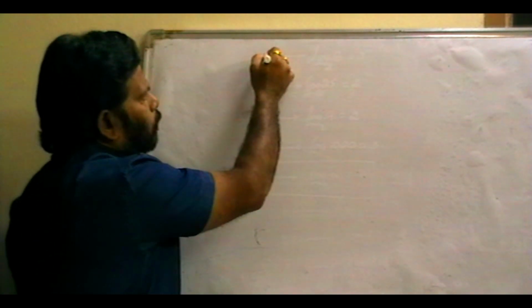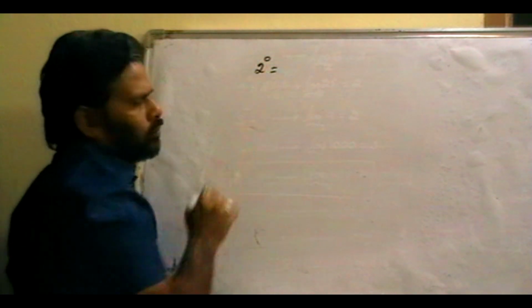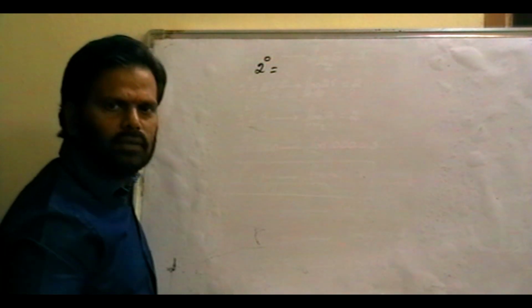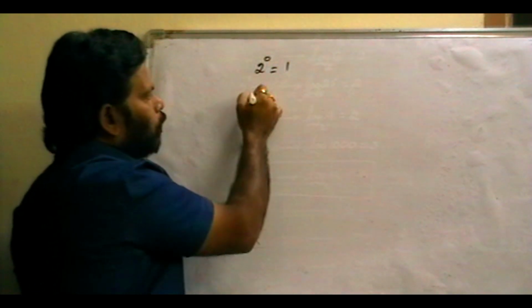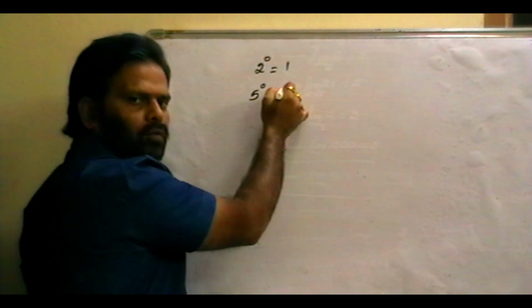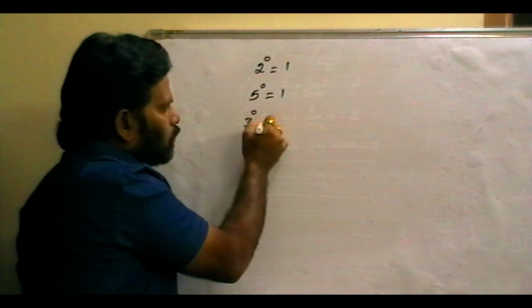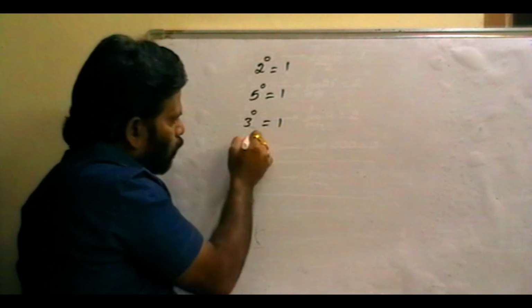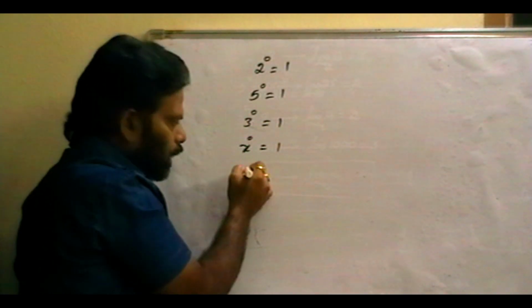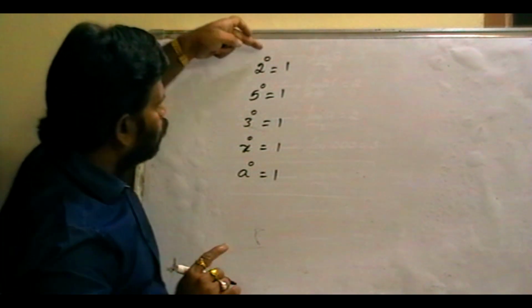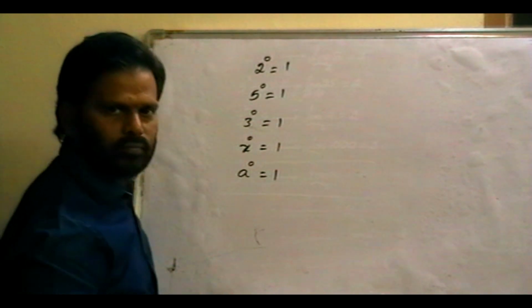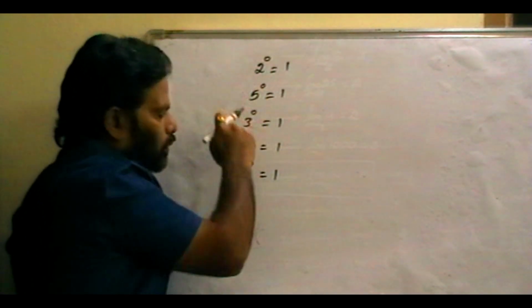2 to the power of 0 is equal to how much? We know that anything to the power 0 is equal to 1. Very good. 5 to the power of 0 is also 1. 3 to the power of 0 is also 1. x to the power of 0 is also 1. a to the power of 0 is also 1. That means we know that anything to the power of 0 is equal to 1.